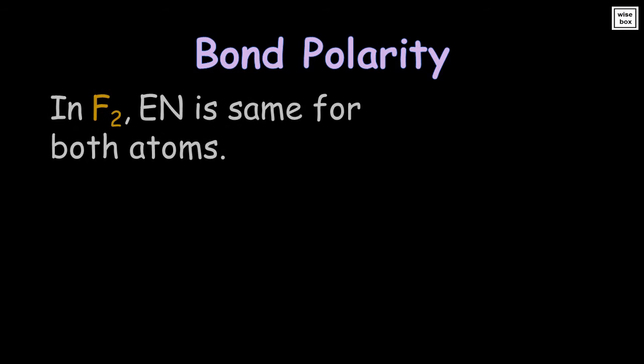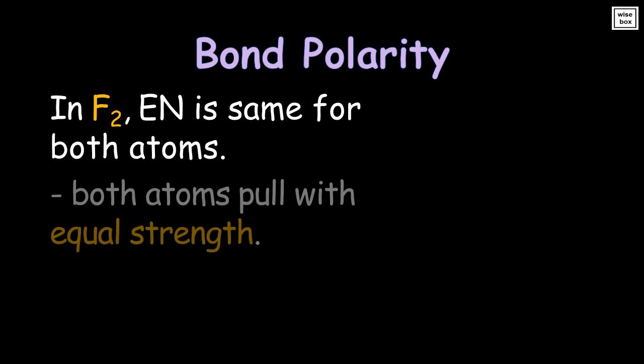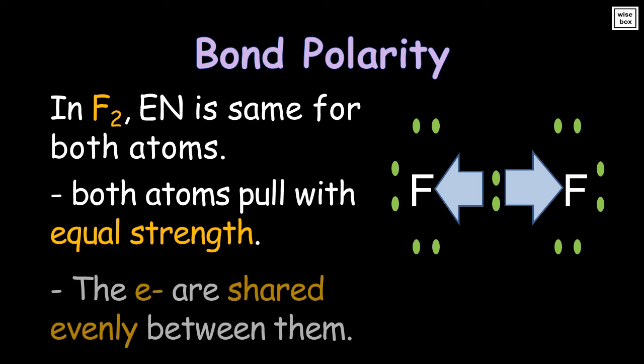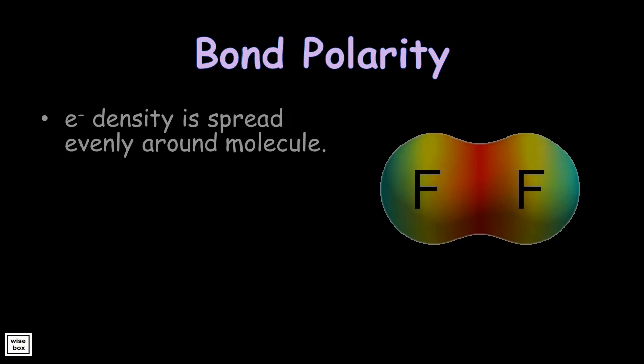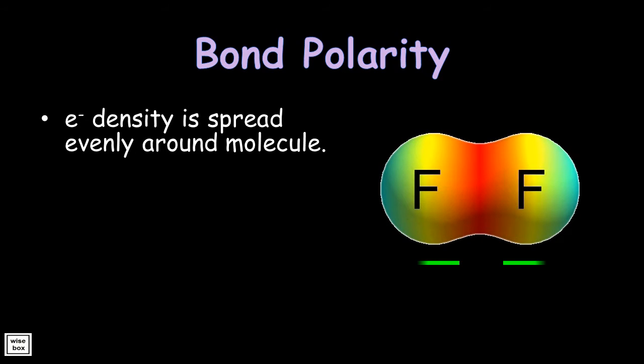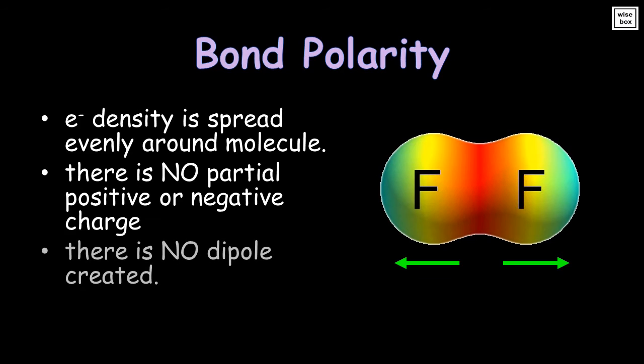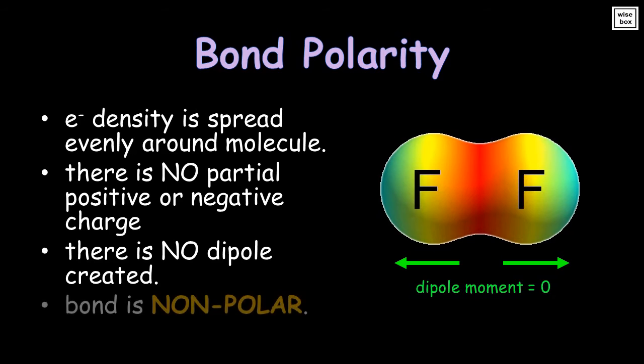In the fluorine molecule, the electronegativity is the same for both atoms. Since they are the same atoms, they pull with equal strength. So the electrons are shared evenly between them. The electron density is spread evenly around the molecule, and there is no partial positive or partial negative charge. There is no dipole created, so the dipole moment is 0. Thus, the bond is nonpolar.